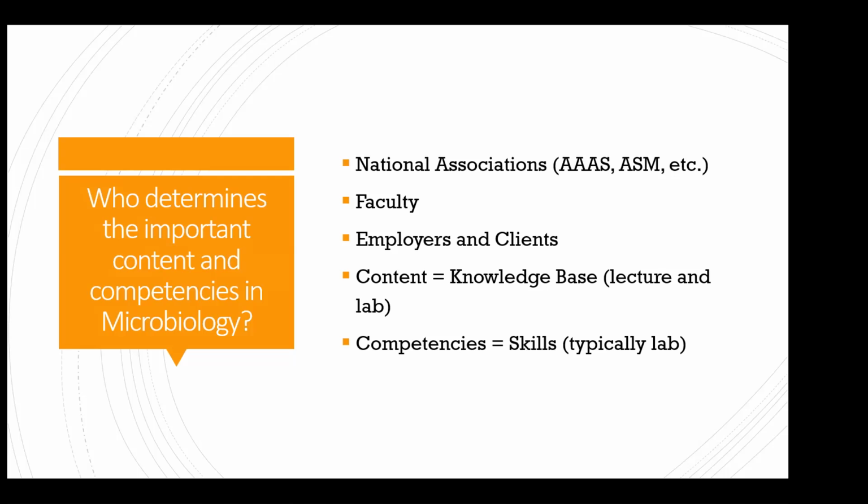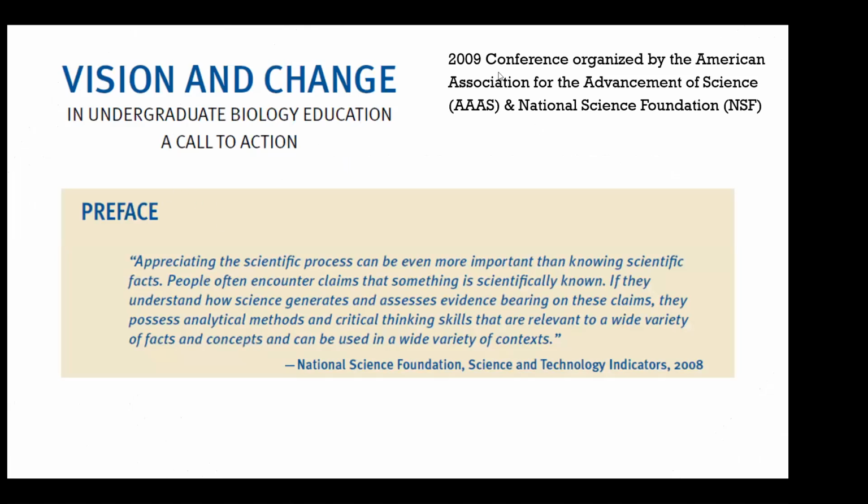So looking at this and starting at the top, what are these national associations really looking at? And how are they guiding what's happening in microbiology? Well, the first thing, we are fortunate that in 2009, the American Association for the Advancement of Science, or AAAS, and the National Science Foundation put together a call for a booklet that was called Vision and Change, and it's this call for change in how we teach undergraduate biology education. And this isn't just biology, this is all of the biological sciences.